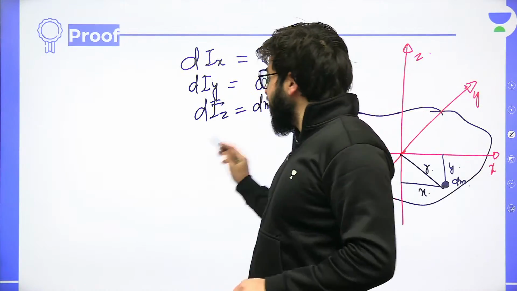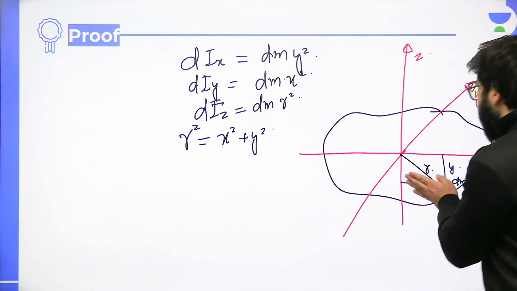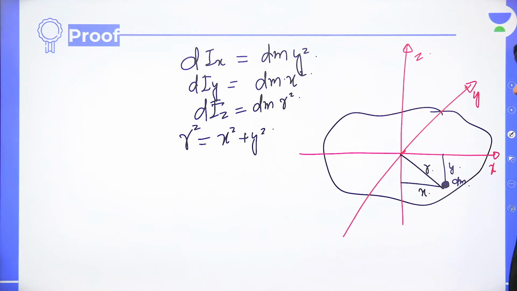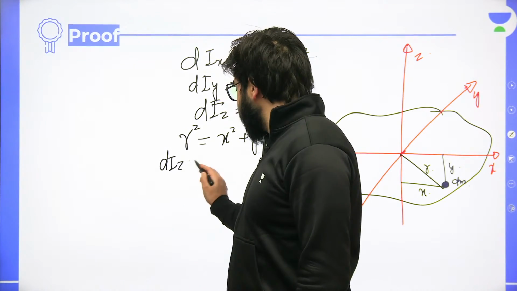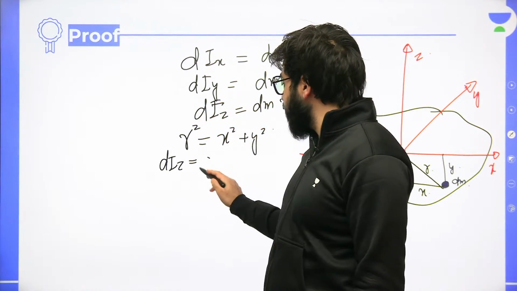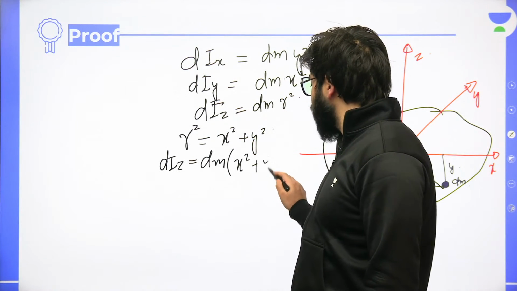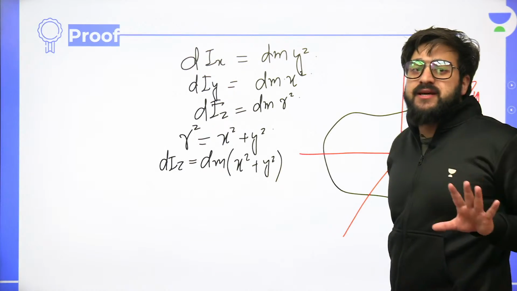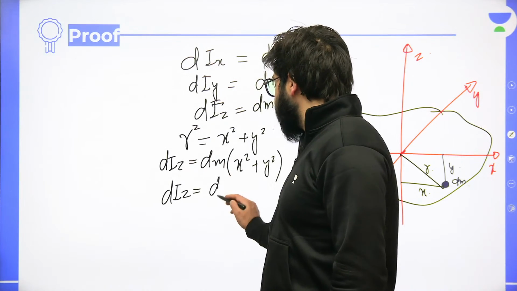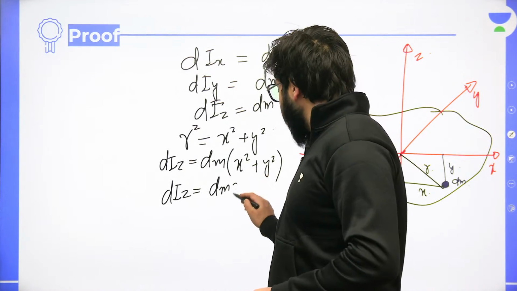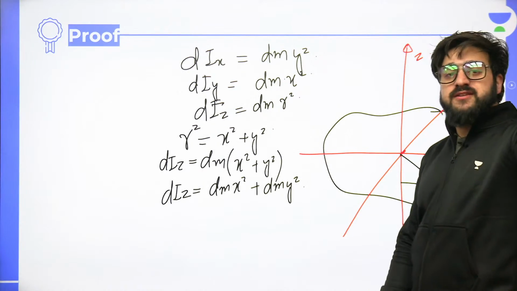Now, can I say in this case this r squared is nothing but x squared plus y squared? This is a triangle. If you take this, x squared plus y squared will be exactly this r squared. So I can simply say dIz is nothing but dm times, instead of r squared, x squared plus y squared. Can I simply say it like that? 100%. Just multiply it. So dIz will be dm x squared plus dm y squared. No confusion in this one.